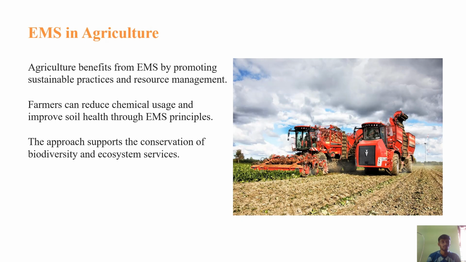And coming to EMS in agriculture. Agriculture benefits from EMS by promoting sustainable practices and resource management. Farmers can reduce chemical usage and improve soil health through EMS principles. And the approach supports the conservation of biodiversity and ecosystem services.